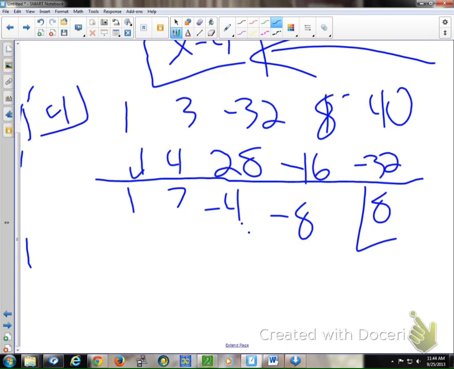Now look at it. What makes it different than any other problem that we're factoring? There's 4 terms. That's the kind of connection you need to make. How do I know we're doing it by grouping? Because there's 4 of them.